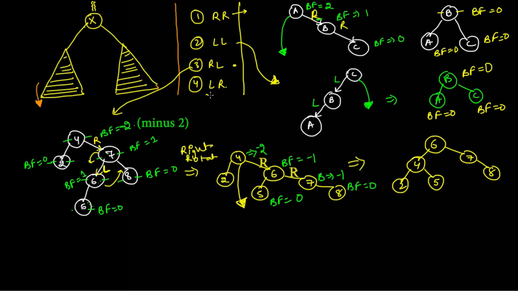And the next anomaly is the left-right anomaly. So let us see what a left-right anomaly is.